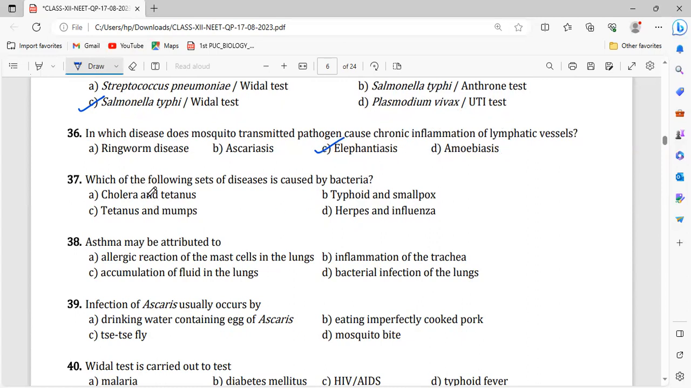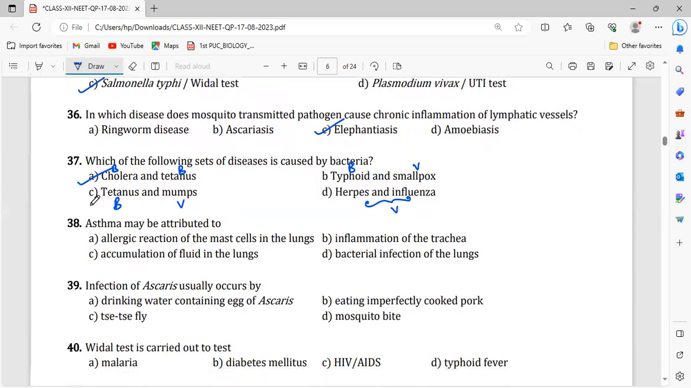Then, which of the following sets of diseases is caused by bacteria? Again, we'll just go on listing down. Cholera is caused by bacteria. Tetanus is also caused by bacteria. Typhoid is also caused by bacteria. Smallpox is caused by virus. And again here, tetanus by bacteria, mumps by virus, herpes and influenza, both are caused by virus. So out of the given options, A will be the correct one.